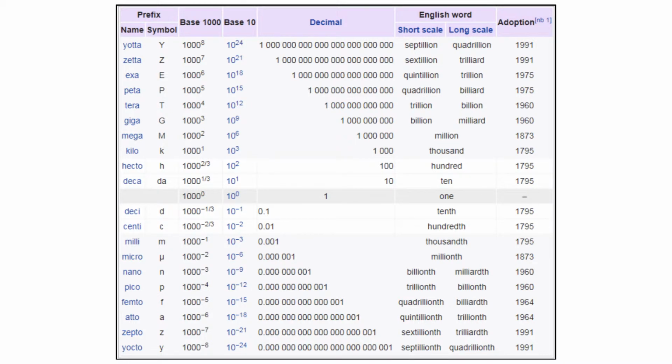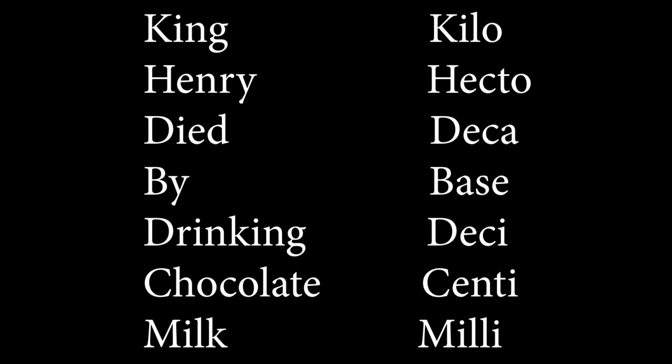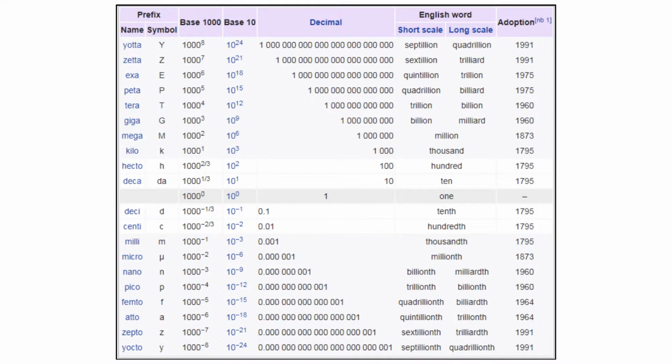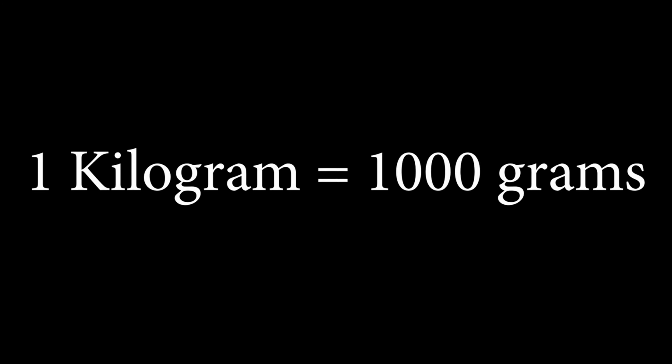When learning SI prefixes, it often helps by using some sort of mnemonic device. From kilo down to milli, the phrase "King Henry died by drinking chocolate milk" can help since the first letter of every word corresponds to the first letter of the units. Converting from a larger prefix to a smaller prefix will cause the quantitative number to increase. Vice versa, converting to a smaller prefix from a larger prefix will cause the quantitative number to decrease. Converting 1 kilogram to grams would equal 1,000 grams.